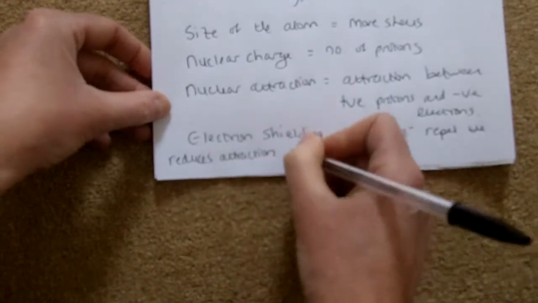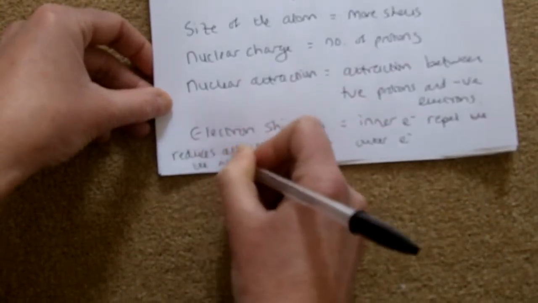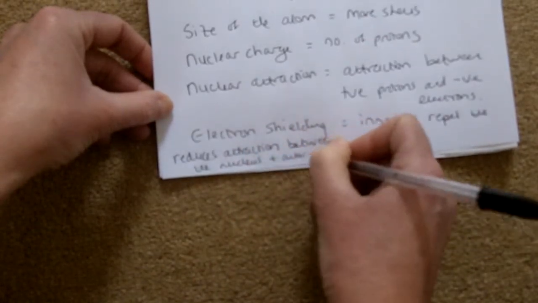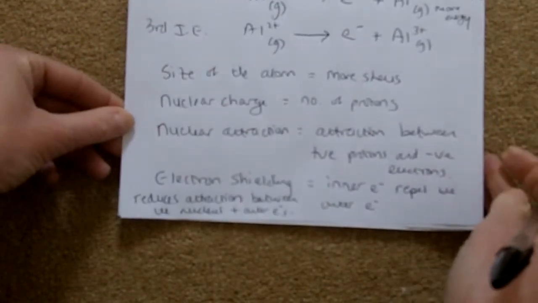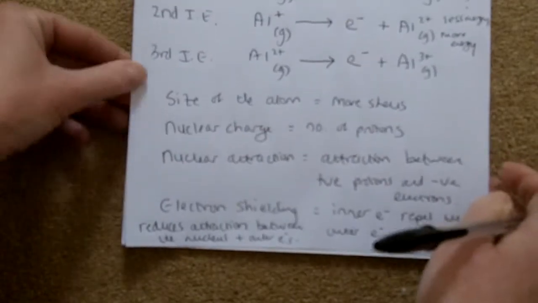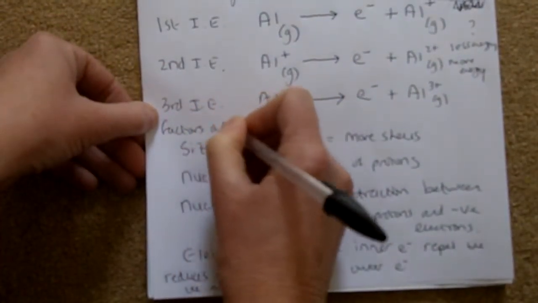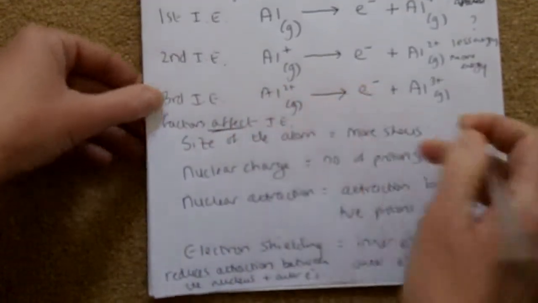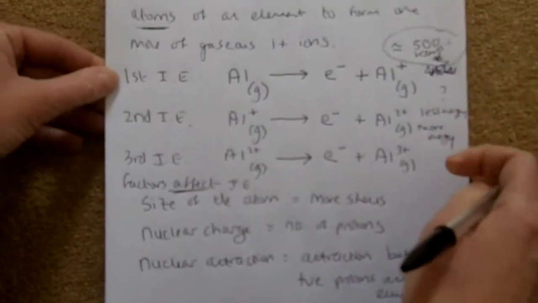Between the nucleus and outer electrons. So it's like the inner electrons are shielding, protecting the nucleus. Okay, so these are factors that affect ionization energy. Okay, right. So we've just come back to the original question.